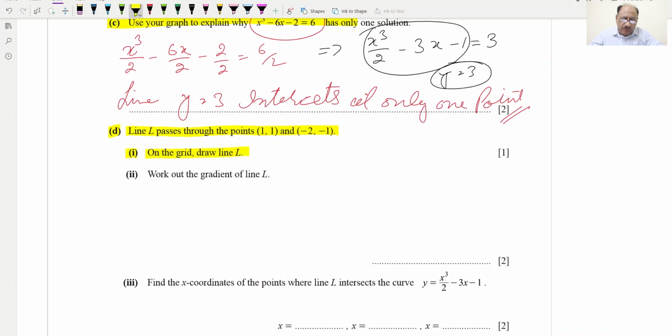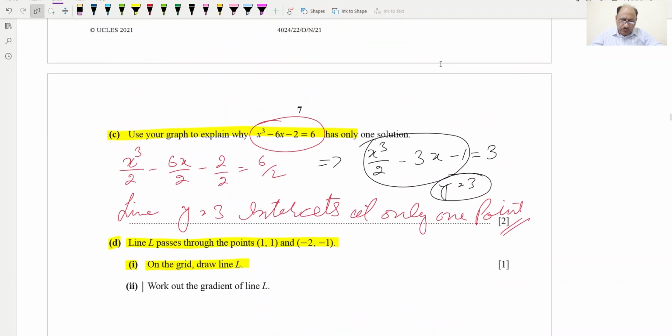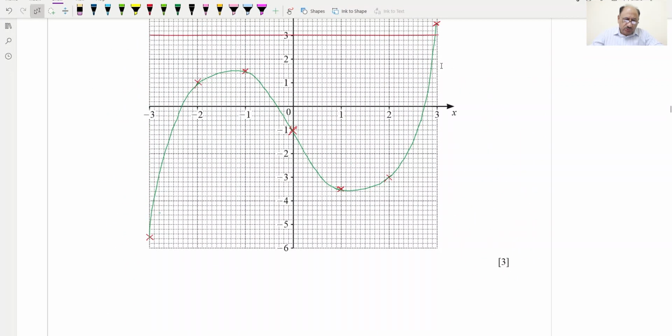So we have to draw (1, 1) and (-2, -1). So (1, 1) is this point, and (-2, -1) will be this point. Now we have to draw this line, and to draw this line accurately we can draw this side, and then we have to extend the other side also. And now we can check this one.